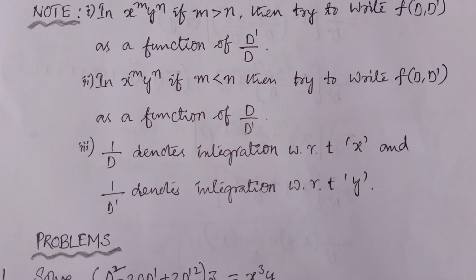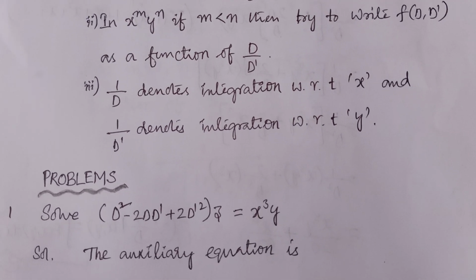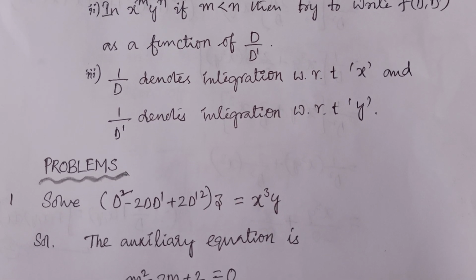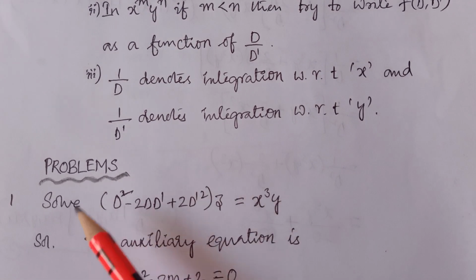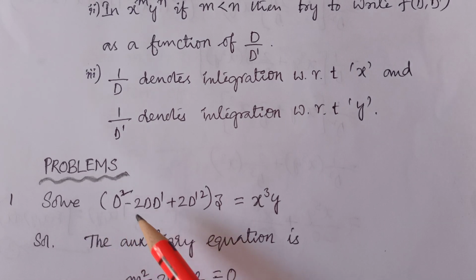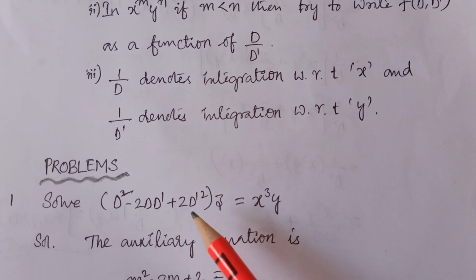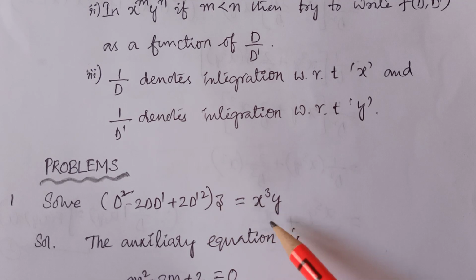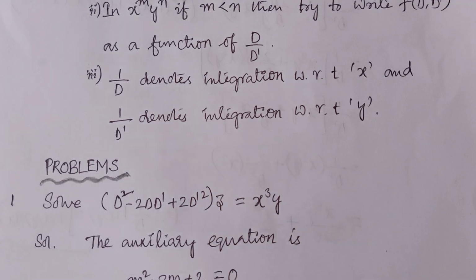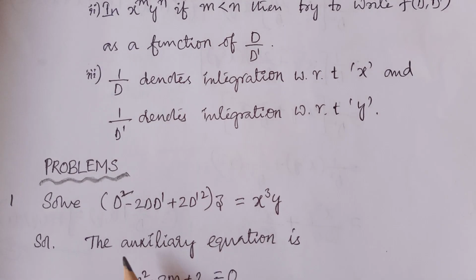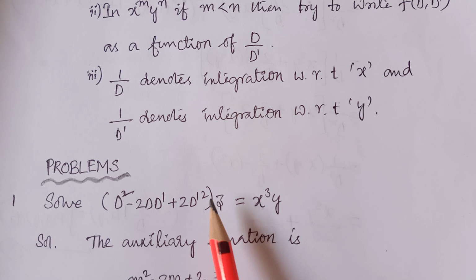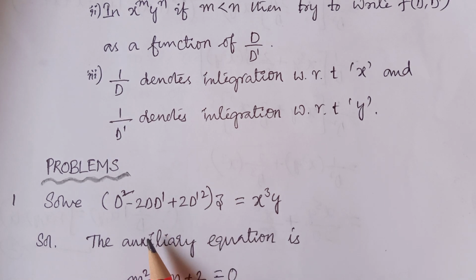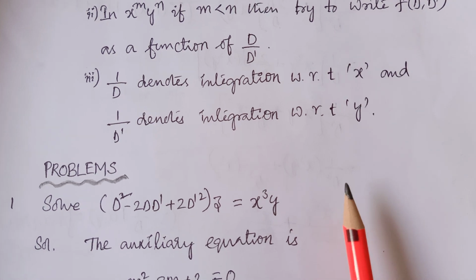So now let us take a look at the problems. Here is the first problem: solve capital D square minus 2 D D dash plus 2 D dash square of z is equal to x cube y. First, in order to get the solution, we have to find the complementary function. For that, write the auxiliary equation.